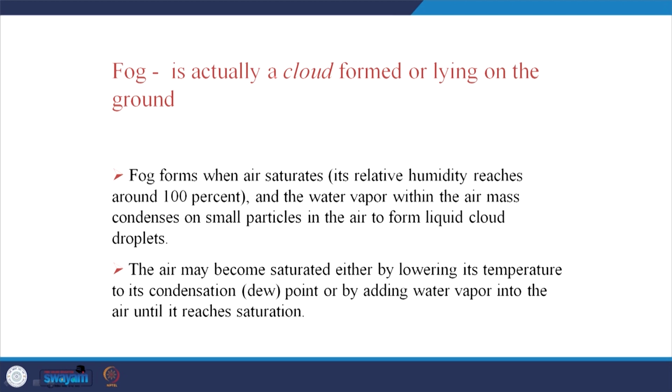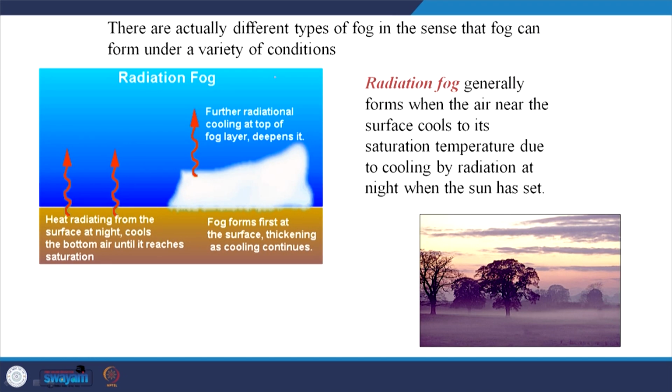So, you are decreasing the temperature and you are bringing the point of saturation to a lower level of moisture content, right. So, what you see here, there are actually different types of fogs that you must have encountered, in the sense that fog can form under a variety of conditions. Generally, heat radiating from the surface at night cools the bottom air until it reaches saturation, right. Further radiation cooling at the top of the fog layer deepens it.